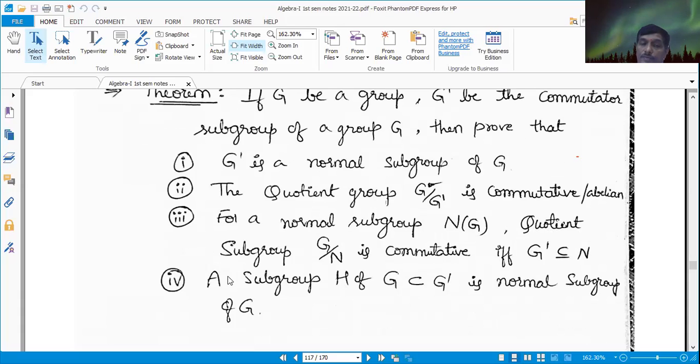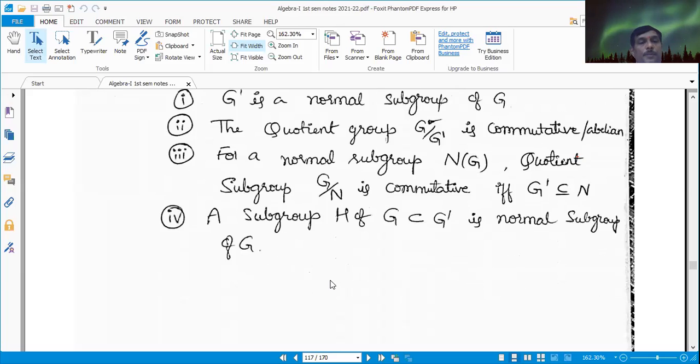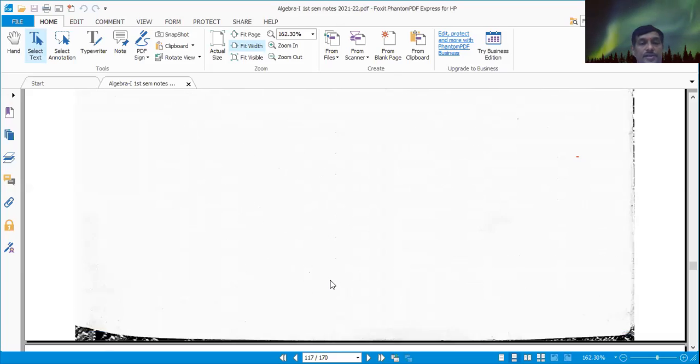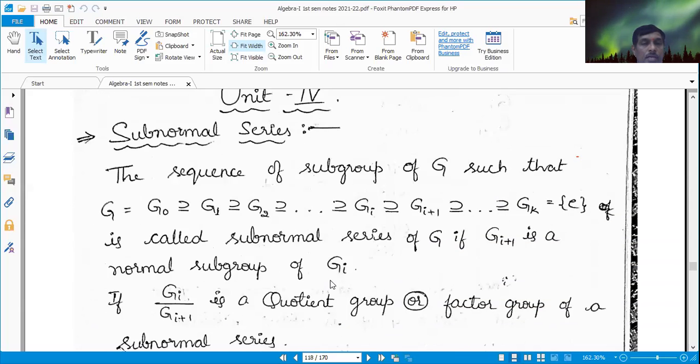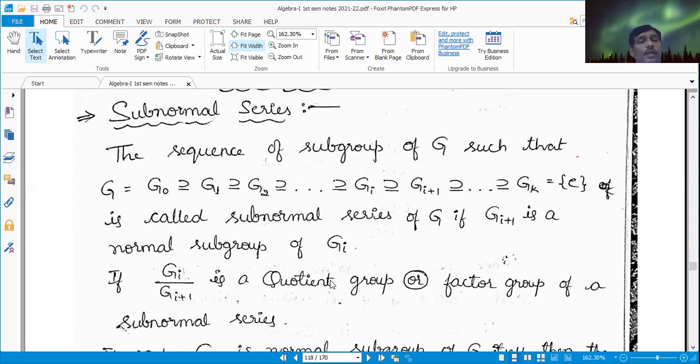Then one more theorem: a subgroup H of G contained in G dash, because G dash is the commutator subgroup of G, is also a normal subgroup. These are the things you must remember in the first chapter related to Sylow's theorem. Now we will discuss the normal series.